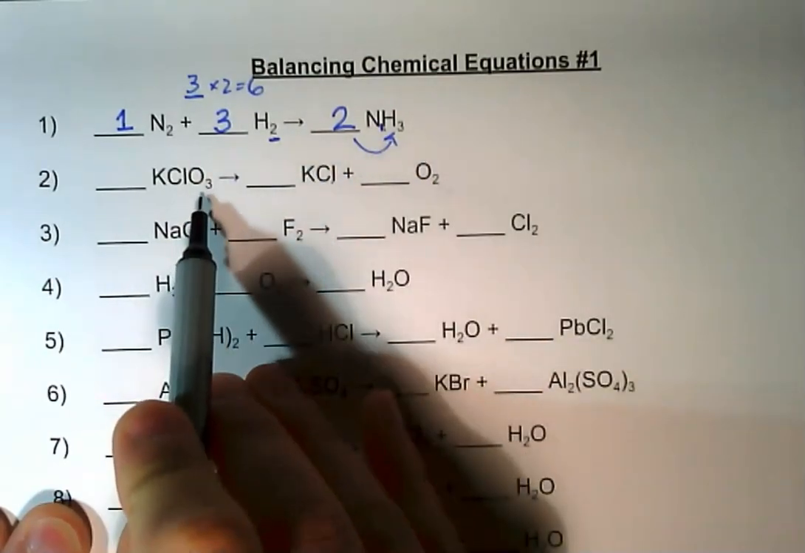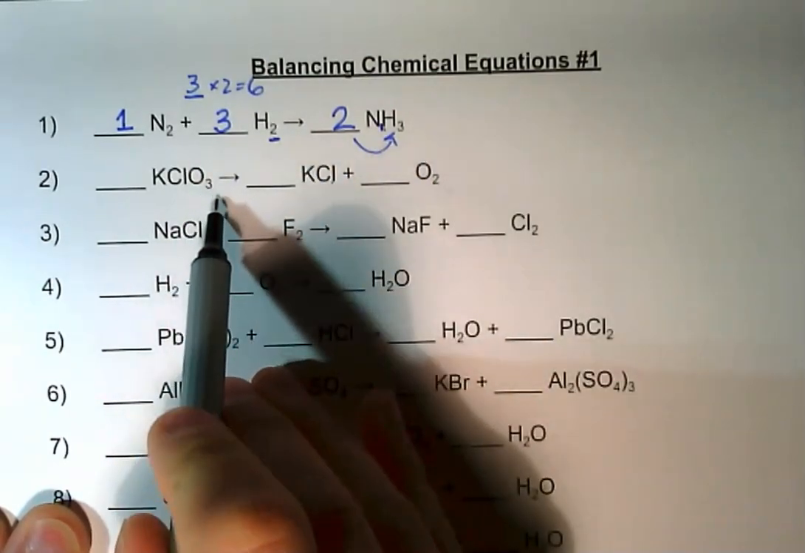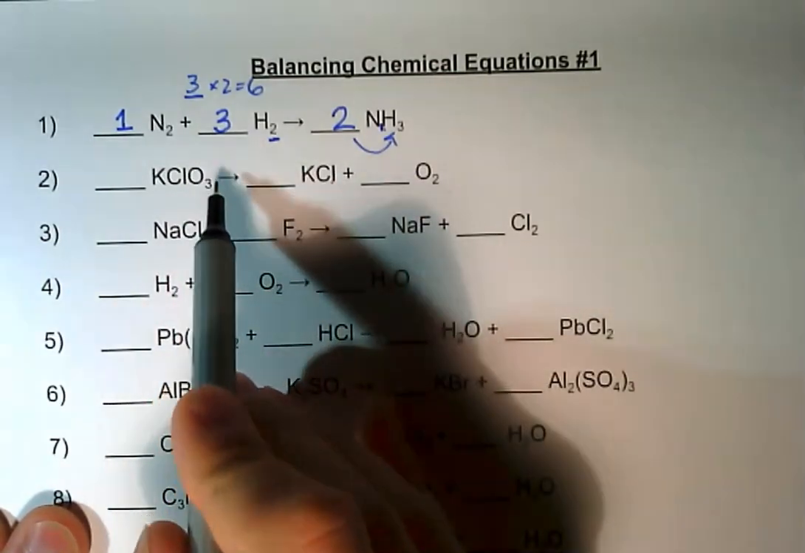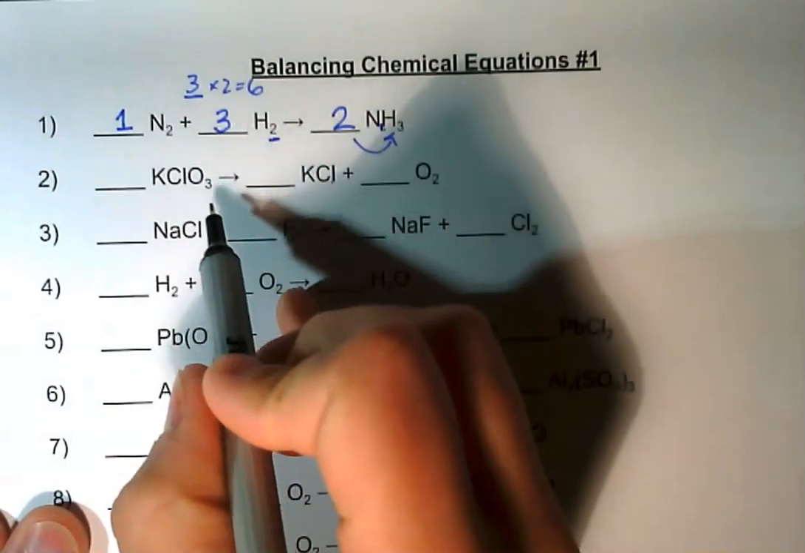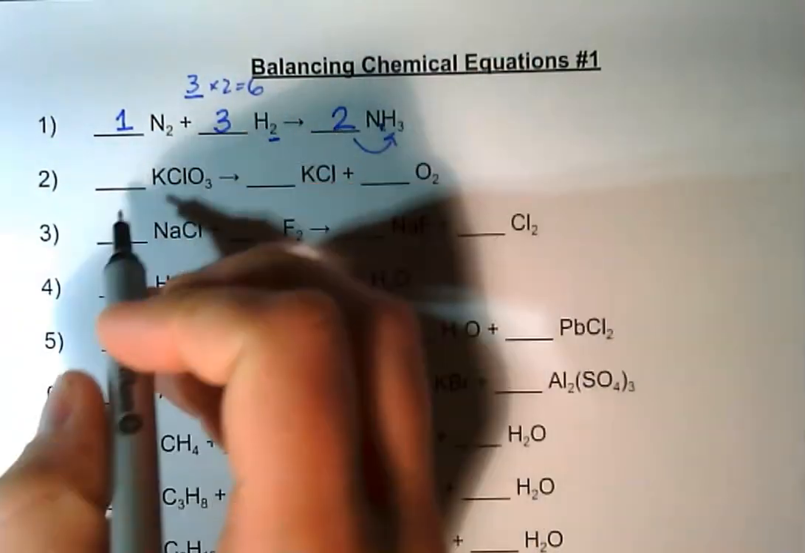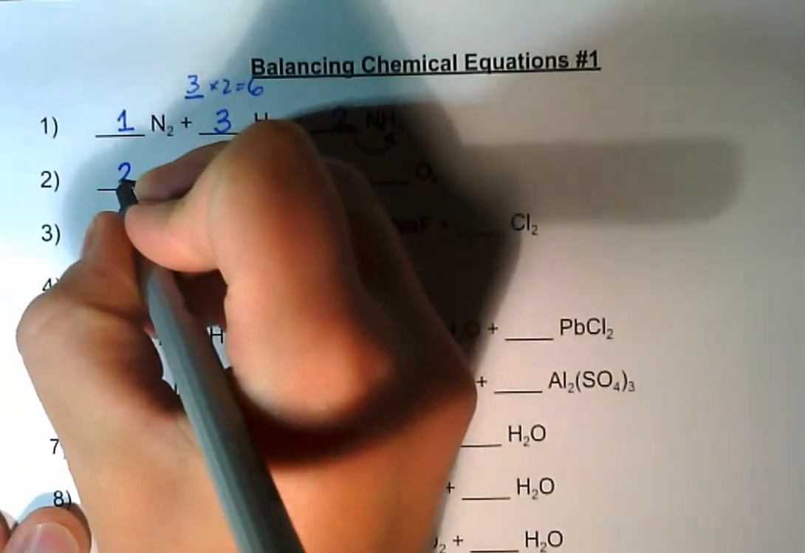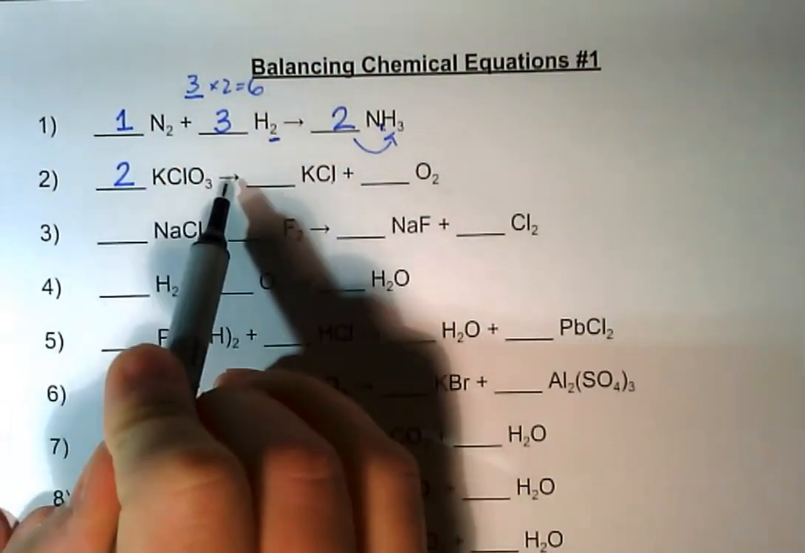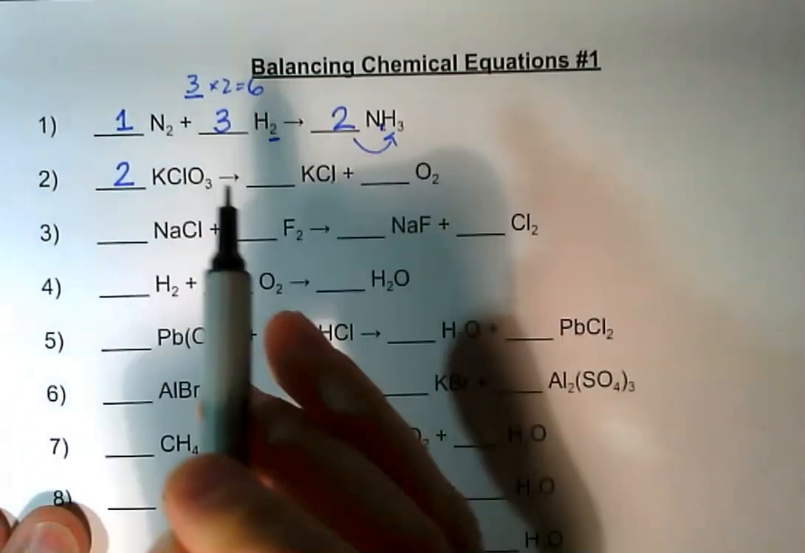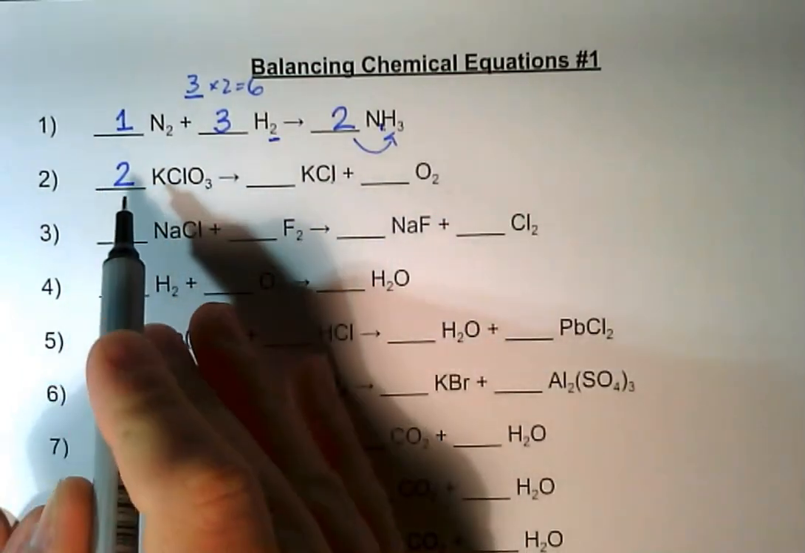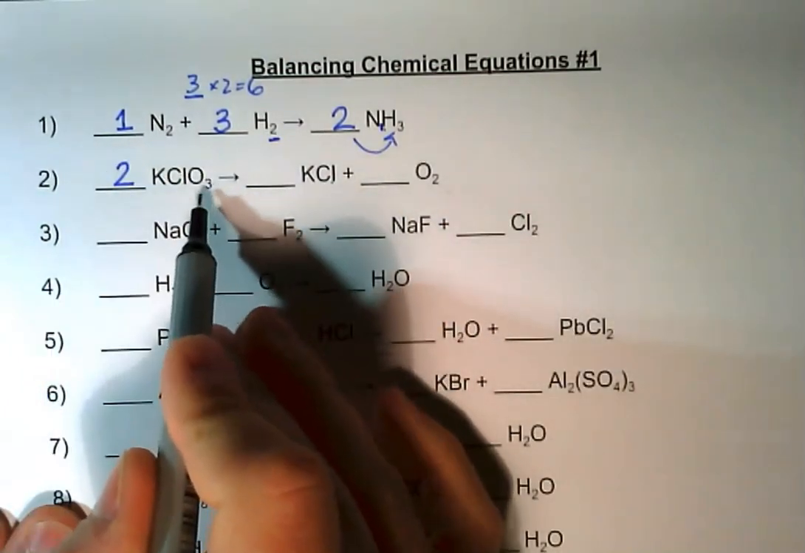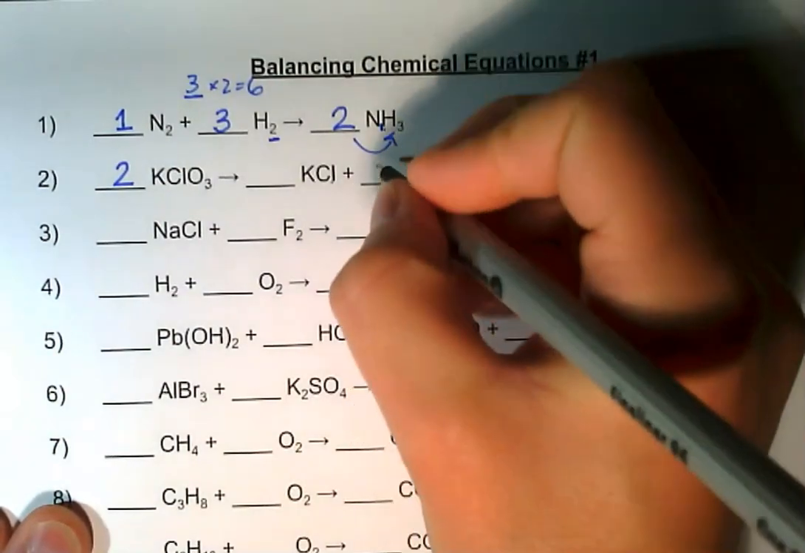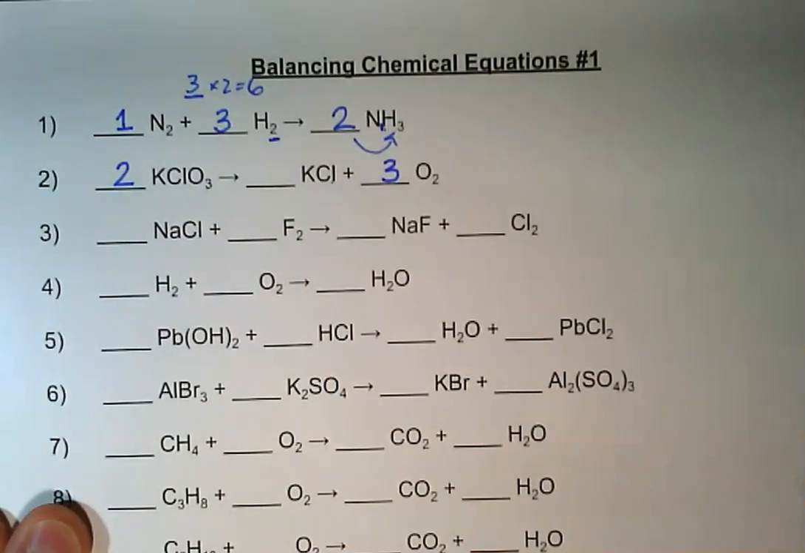So when I hit this issue, what I need to do is get an even number of oxygens. So I know that if I multiply anything by 2, that'll give me an even number. So on the reactant side, I'm going to put a coefficient of 2 in front of KClO3. So now I have not 3 oxygens, but 2 times 3, which gives me 6 oxygens. So I have 6 oxygens now, and I know that I can do 3 times 2 to give me 6 oxygens on the product side.